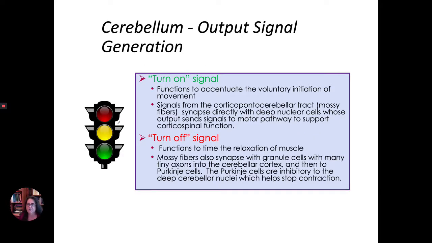So how is this doing anything? Why do we bother to look at the circuitry? Because it has a lot to say about how our cerebellum does its thing. It's sort of like a turn on and turn off signal for coordinating muscle activity. So essentially, what the turn on signal does is to accentuate a voluntary initiation of a movement. For instance, signals from the corticopontocerebellar tract, which would be mossy fibers, synapse directly with those deep nuclear cells, and that will then send output that accentuates that activity.